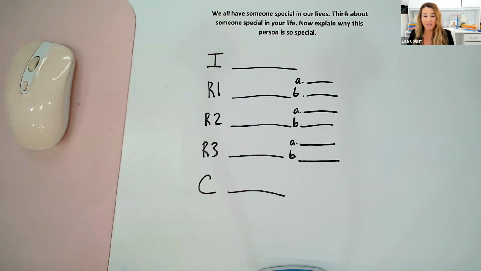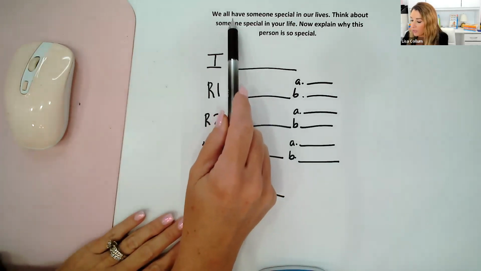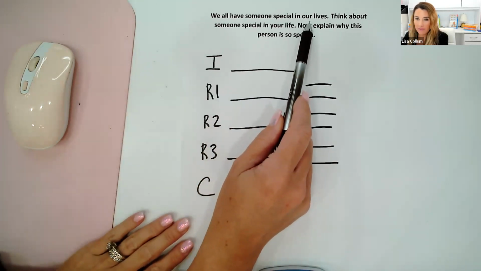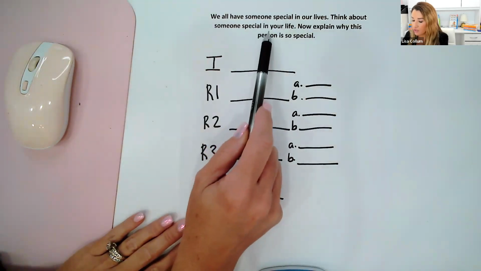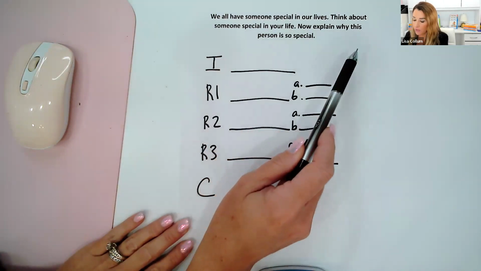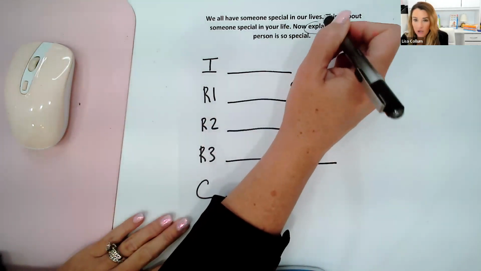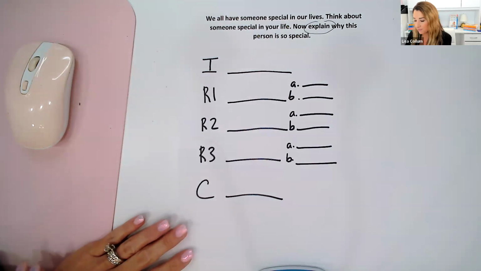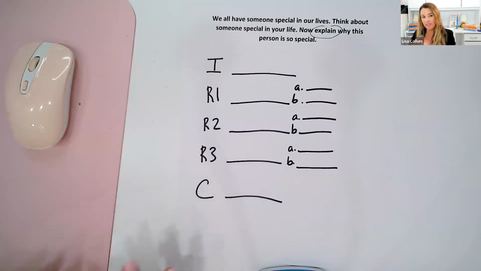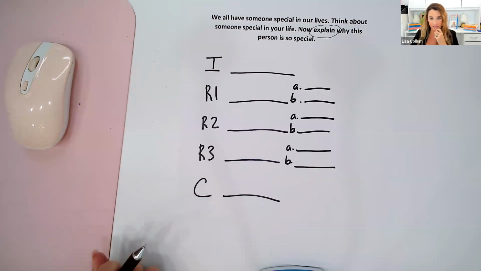Okay. So when you're writing an essay or any type of writing, you first read the prompt, then you plan, then you write the essay. So let's look at the prompt. We all have someone special in our lives. Think about someone special in your life. Now explain why this person is so special. So I see the key word is explain. I know I'm doing an expository essay. And I know I have to think about someone who's special in my life.